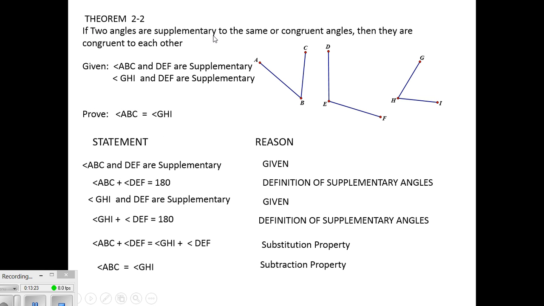If 2 angles are supplementary to the same or congruent angles, then they are congruent to each other. If 2 angles are supplementary to the same or congruent angles, then they are congruent to each other. So now that we've established that as a theorem, and a theorem is something that we can prove, and we need to prove, then these theorems can be used with other proofs that we have.